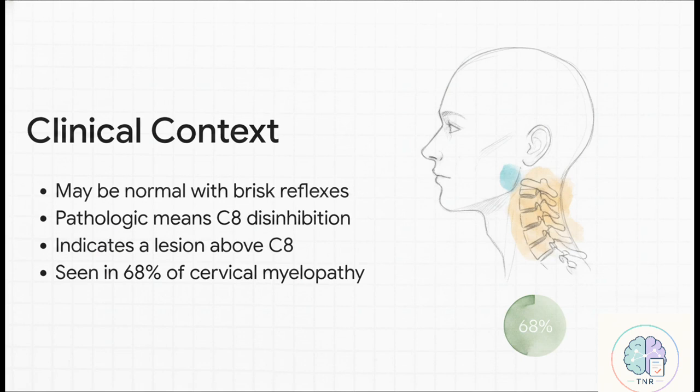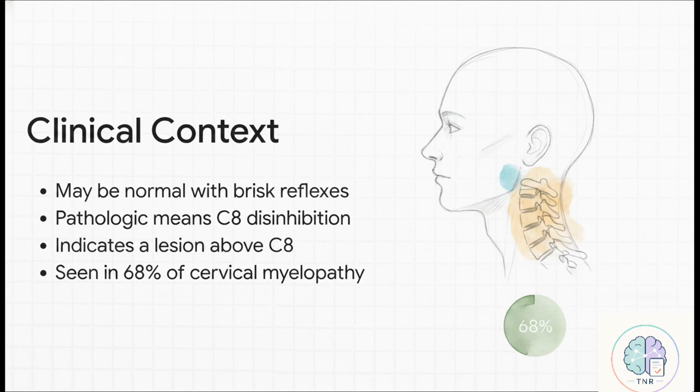Like I said, it could be normal, especially in younger folks who just happen to have naturally brisk reflexes everywhere, maybe even a positive jaw jerk. But when it is truly pathologic, it points to a disinhibition of a C8 reflex. This means your lesion is sitting somewhere above C8. To put that in perspective, this sign shows up in about 68% of patients who end up needing surgery for cervical spondylotic myelopathy.